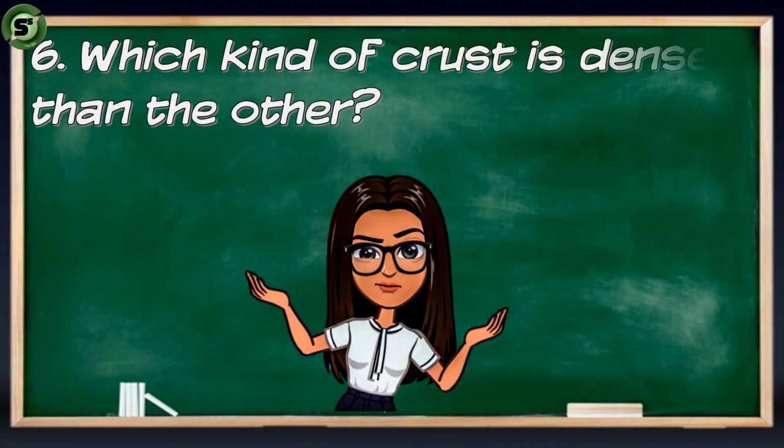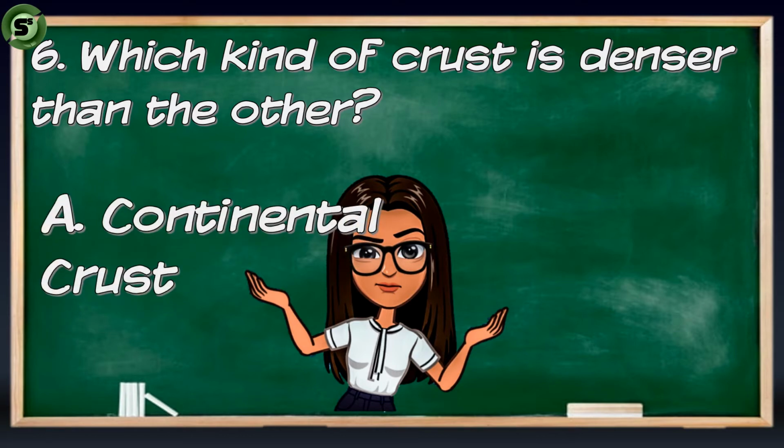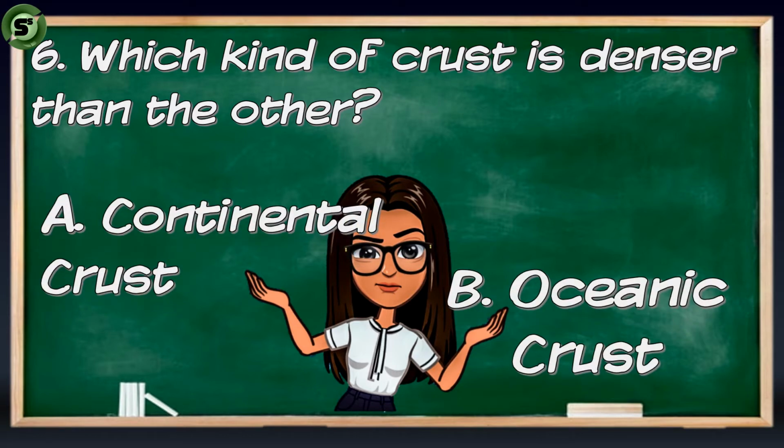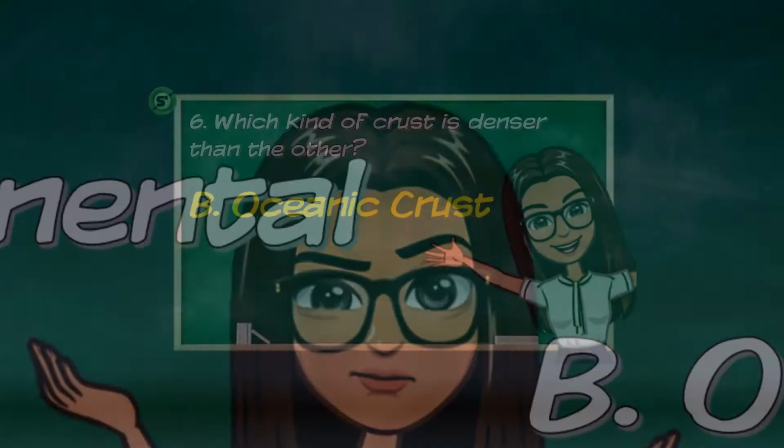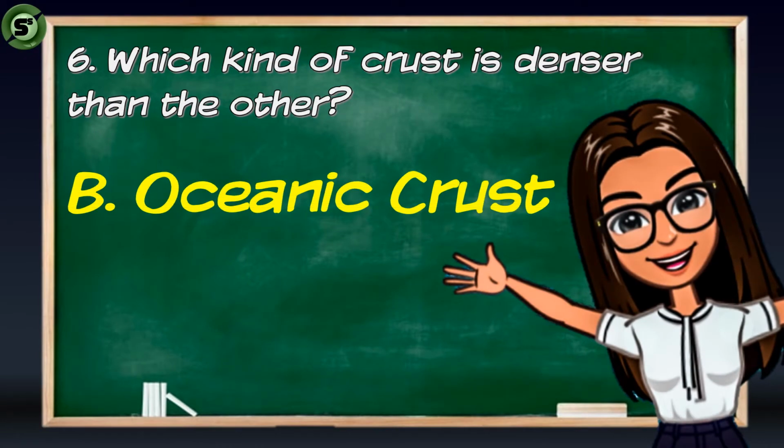For our last question, which kind of crust is denser than the other? Is it A. continental crust, or B. oceanic crust? For the last item, the correct answer is B. Oceanic crust. It is denser because it is mainly composed of basalt, a kind of heavy sediments or rock.